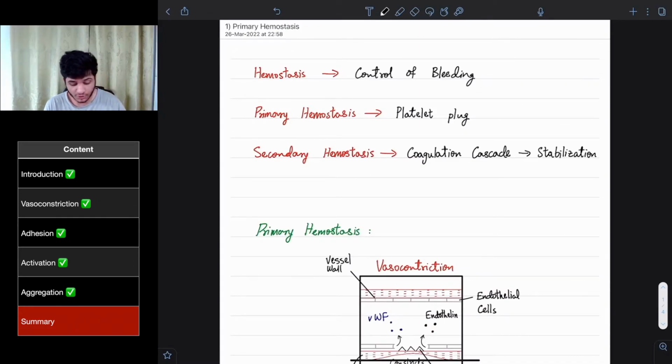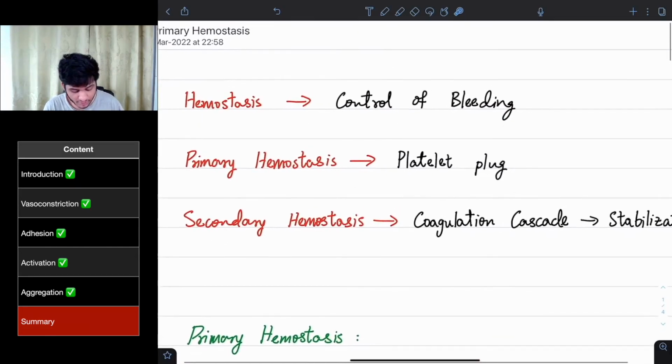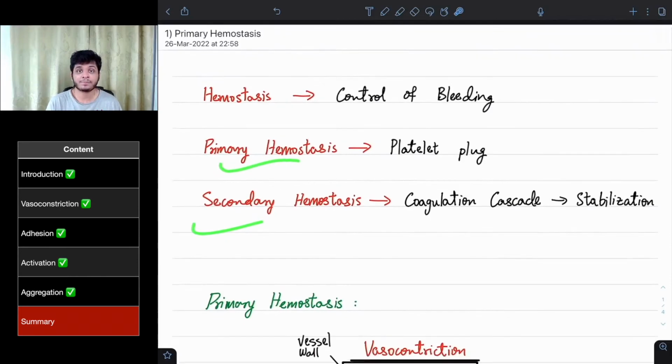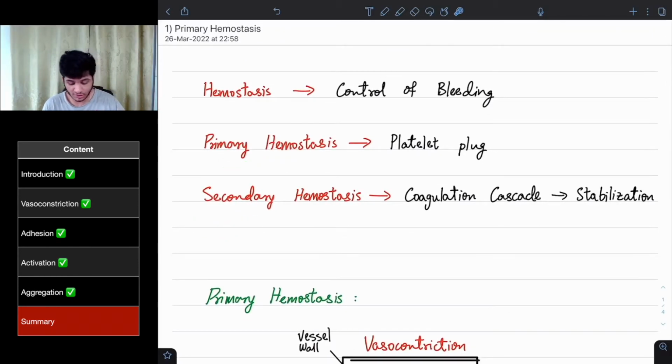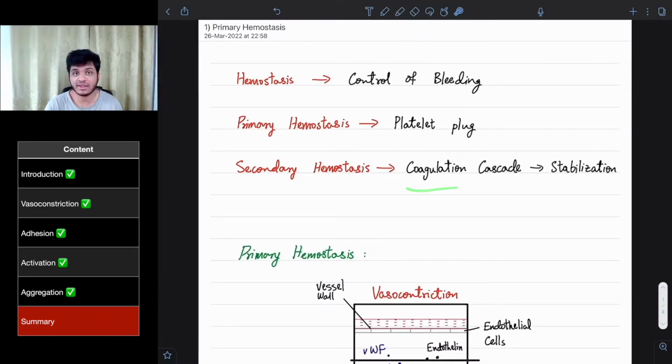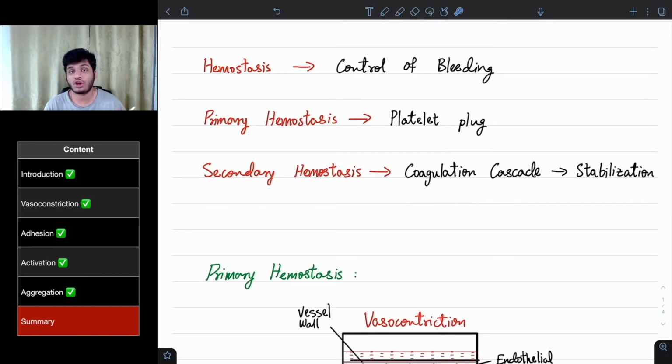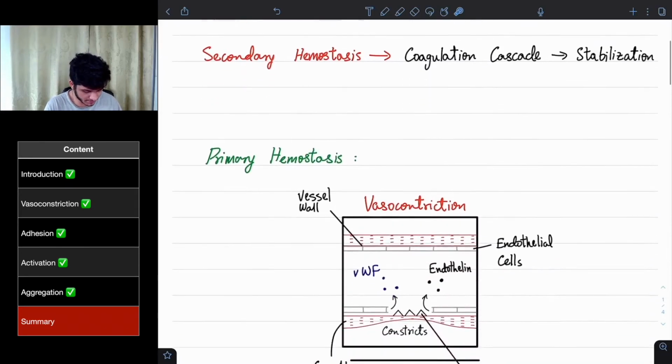So we know when there is a wound or an open cut to a blood vessel, hemostasis is the process of controlling the bleeding. There are 2 types, primary and secondary hemostasis. Primary hemostasis is the formation of a platelet plug, which we just discussed, and secondary hemostasis, which is the next lecture, is the coagulation cascade, also known as the clotting cascade, and this is to stabilize the platelet plug, and this involves the intrinsic and extrinsic pathways.